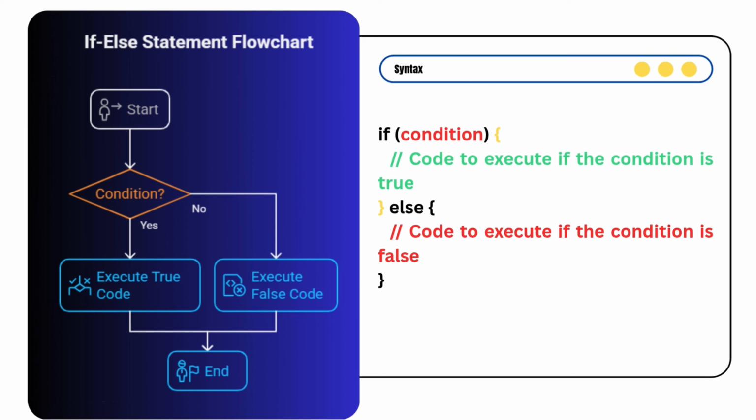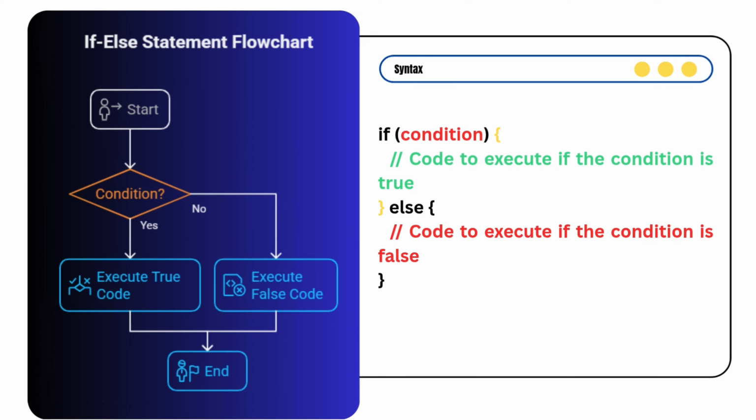The other path is no. In that case it does not go into that block, and the statements inside that block are not executed. This is the process of how if else statements work. So let's move on.